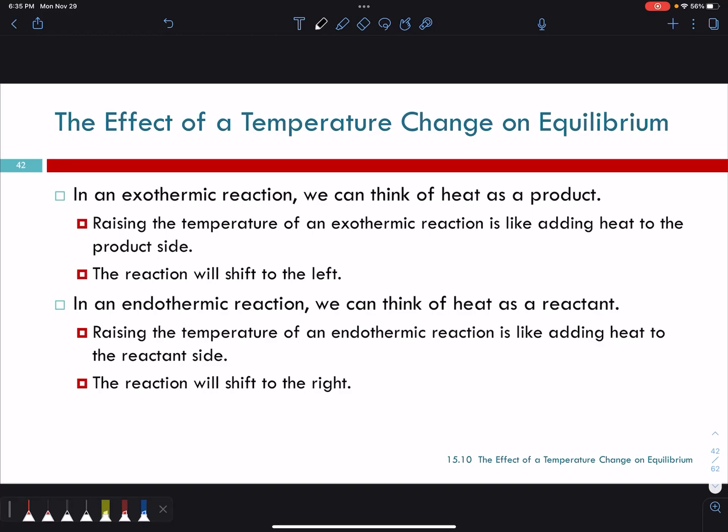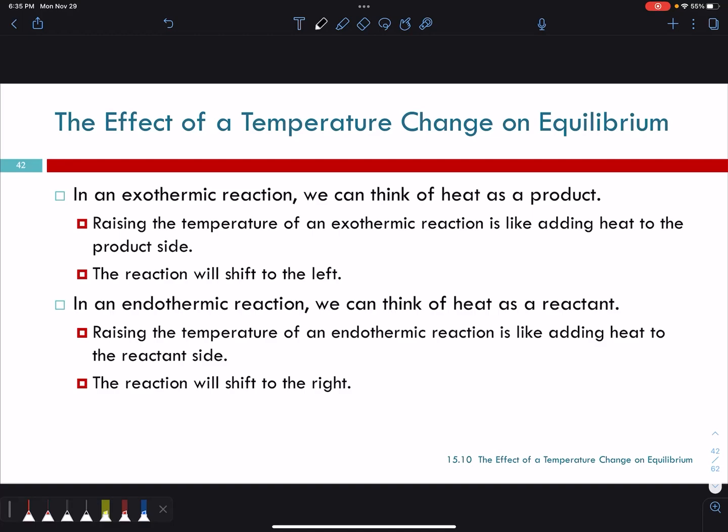All right, so we talked about now, we can change concentrations. If we add concentration to one side, it shifts to the other side. If we remove concentration, it wants to sort of shift to fill in that space. We can change the volume, which affects the pressure, and that shifts reactions to the side with, if we increase volume, we want to shift to the side with more moles. If we decrease volume, shift to the side with fewer moles.